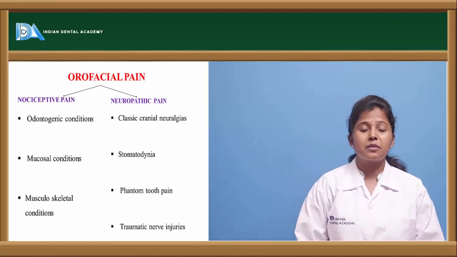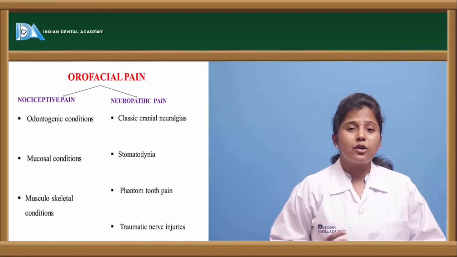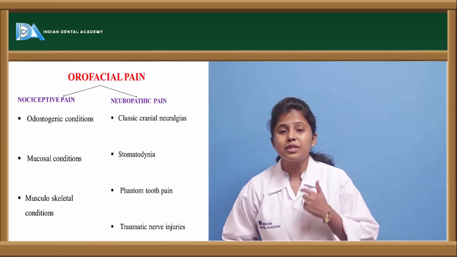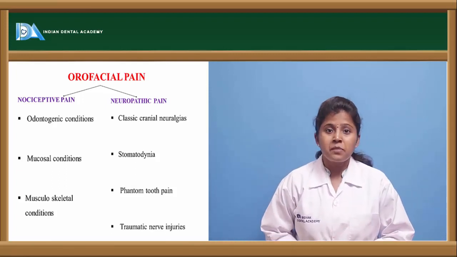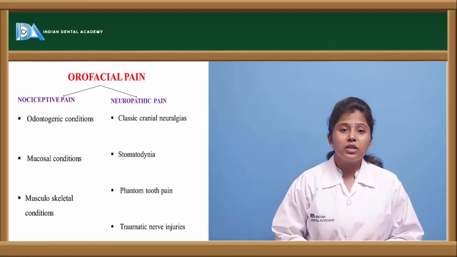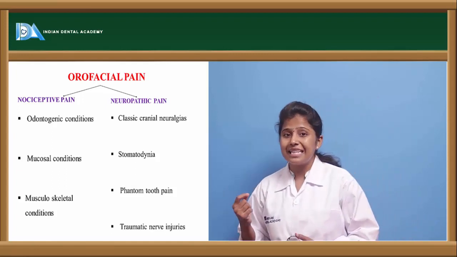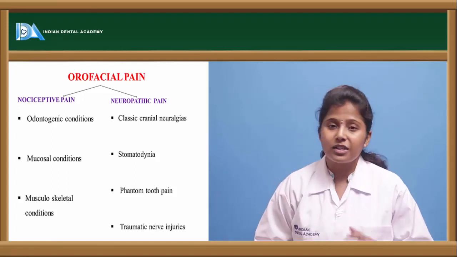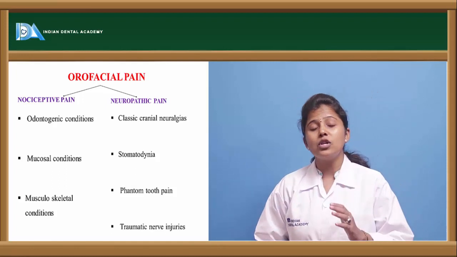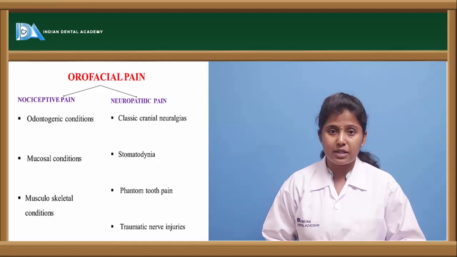In the nociceptive pathway, we can see some odontogenic conditions. These are the conditions which affect tooth development. Or if there is any problem in the mucous membrane of the tooth as well as in the development of the tooth, then this nociceptive pathway is involved. It also affects the skeletal muscles.